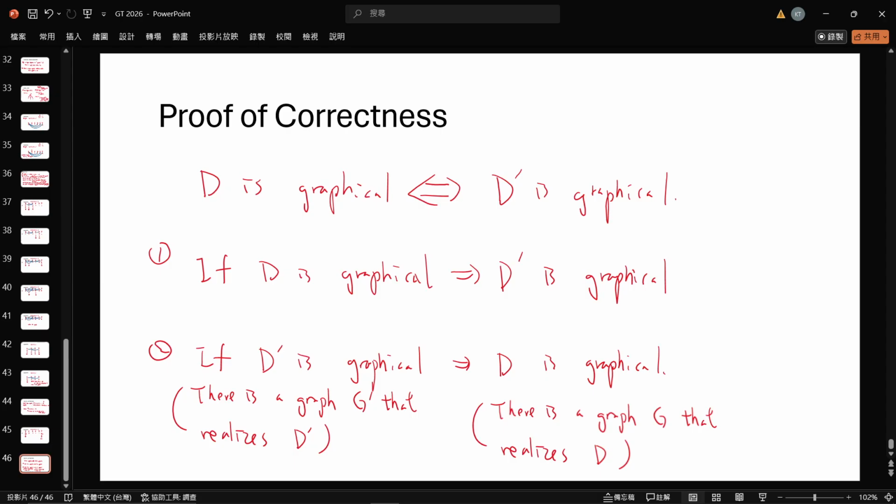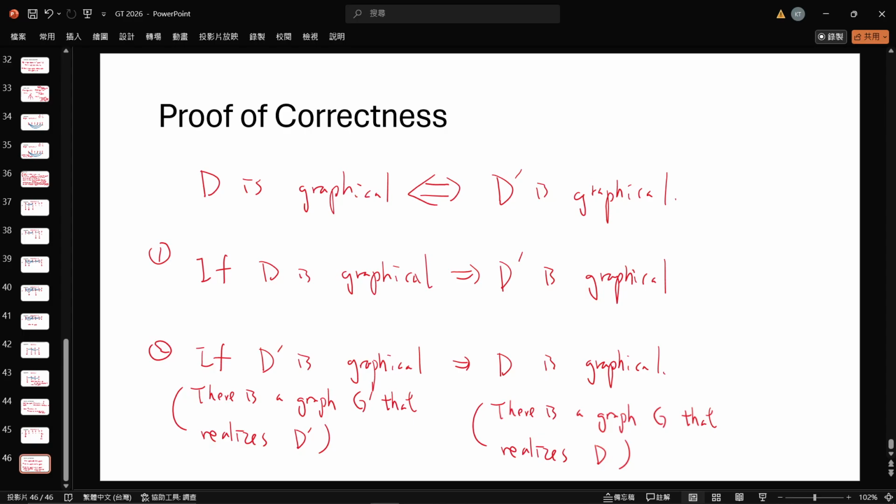And for this direction, it's the reverse. Now you have a larger graph with more edges, which can realize D, but you want to create a smaller graph that realizes the simplified degree sequence. So the first proof is to make the graph larger, and the second proof is to make the graph smaller. I don't have time for the proof, so I'll leave it to next week. But before that, are there any questions?